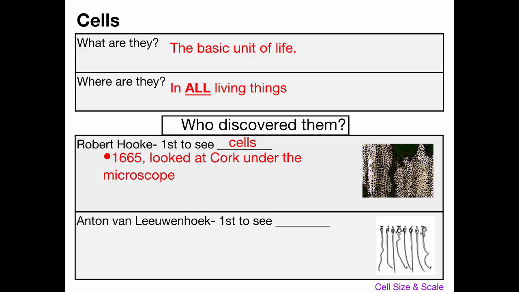What he thought was that those little circles, those little boxes that he saw when he looked at cork, looked like the cells in a monastery where monks, religious people, live. These small little square rooms. And so he called those little square boxes that he was seeing cells, giving them the name cell.